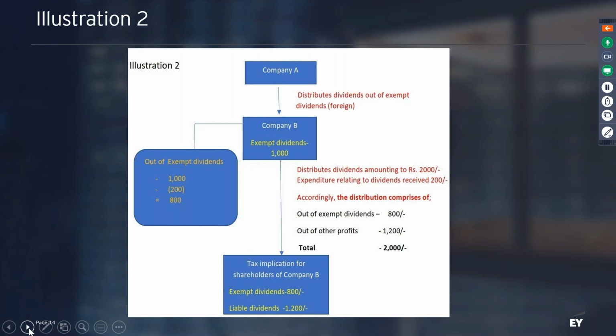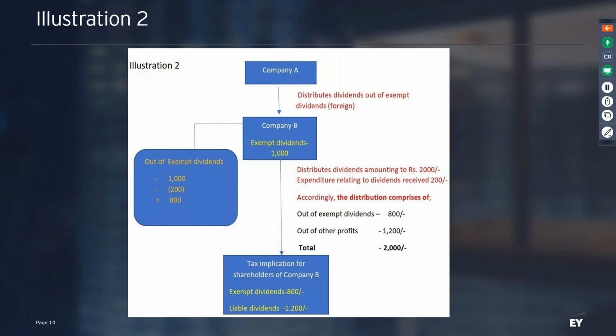So applying the same principle we discussed in our prior illustrations, the gain of ₹800 is computed. You can see my working here, computed as company B has identified ₹200 as expenses which can be attributed to the exempt dividends they receive, right? So based on the same, company B can distribute only ₹800 as pass-through distribution, which is again exempt in the hands of shareholders of company B. And ₹1,200 goes as payable dividend. So that's the tax implication for the shareholders when you get a foreign dividend which is exempt, right?